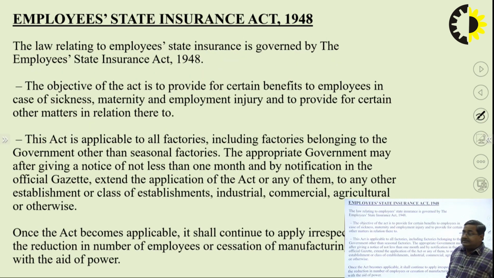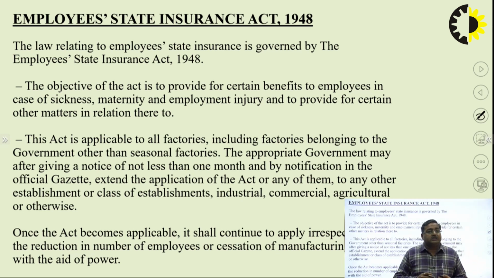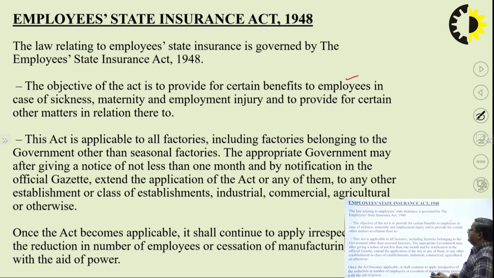Employees State Insurance Act 1948. The law relating to the employees state insurance is governed by the Employees State Insurance Act 1948. The objective of the act is to provide for certain benefits to employees in case of sickness, maternity and employment injury, and to provide for certain other matters in relation thereto.